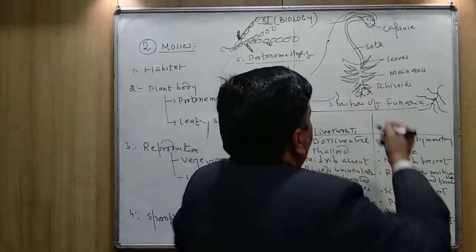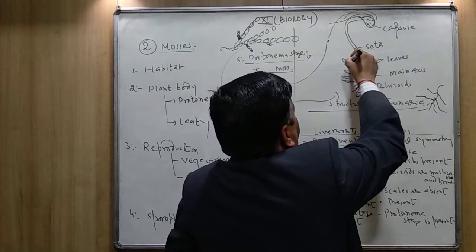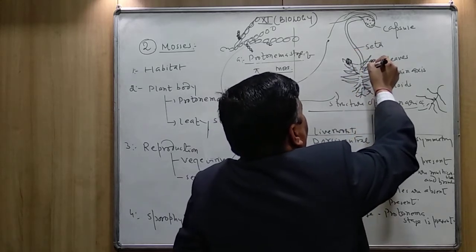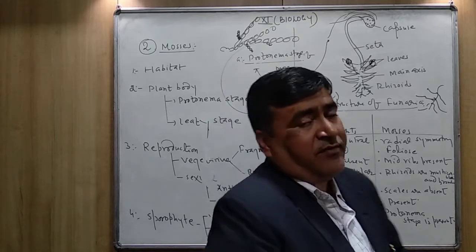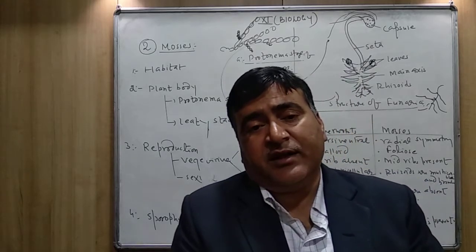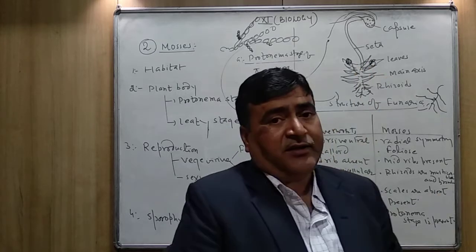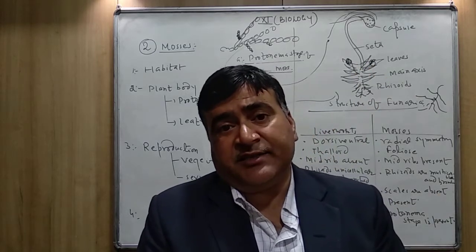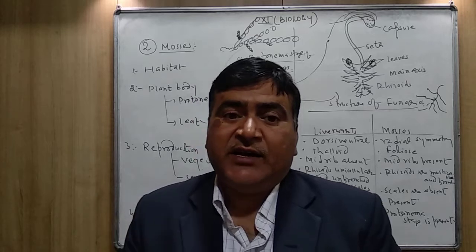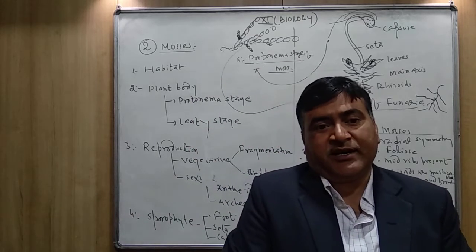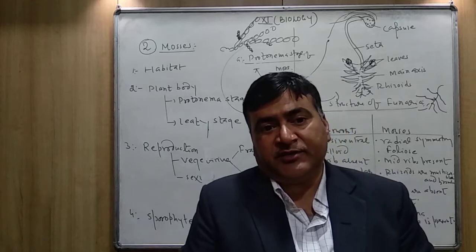On one branch, there may be the antheridium. In some other branch, it may be the female sex organ, the archegonium. As you know, antheridium produces the male gametes, and these male gametes are called antherozoids. The female sex organ, that is archegonium, produces the egg.